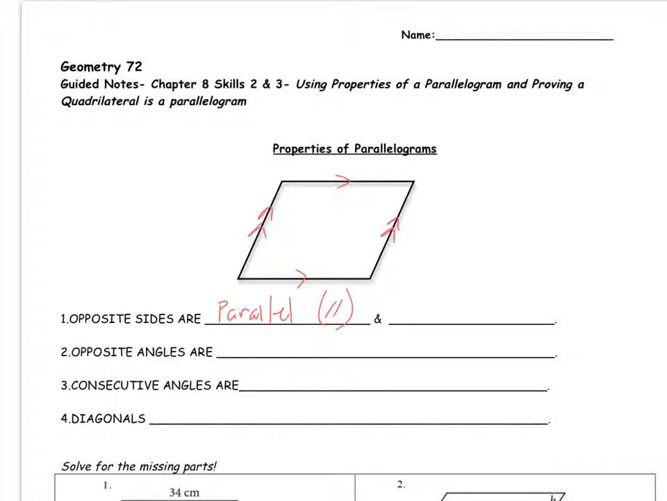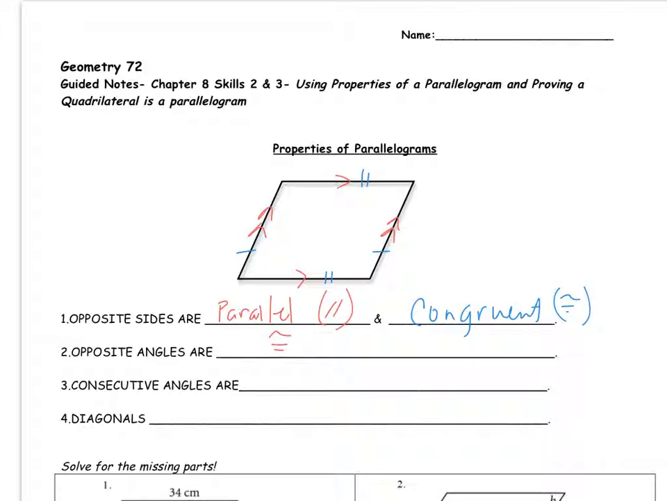They're congruent to each other. They're equal. So not only are they parallel, but they are congruent. So tick, tick, double tick, for the tops and the bottom. What else is true? Opposite angles are going to be congruent.